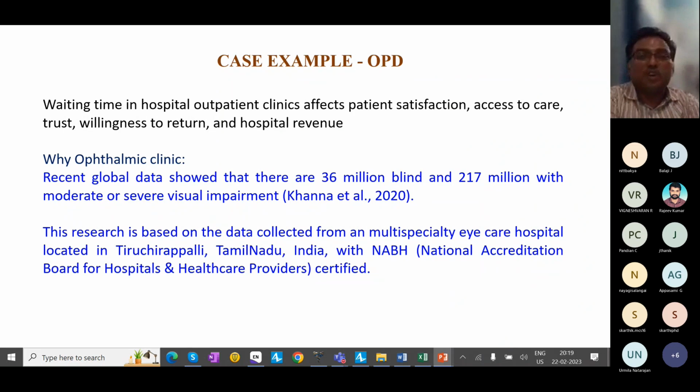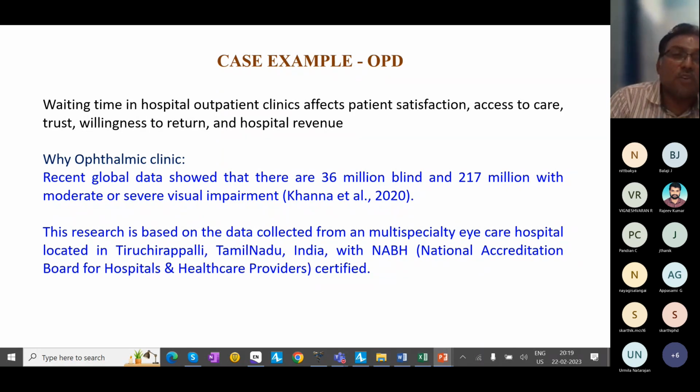Now you know that waiting time in hospital is definitely a very important criterion. Even in one of my papers, we identified that waiting time is the most commonly addressed performance metric in hospitals, which affects the patient satisfaction and everything. And in this case example, we have taken an ophthalmic clinic located in Trichy. Why ophthalmic clinic? There is a justification for that. The global data showed that there are 36 million blind and 217 million with moderate and severe visual impairment. This was due to aging and other reasons, people are getting eye infections. So, eye kind of disease.